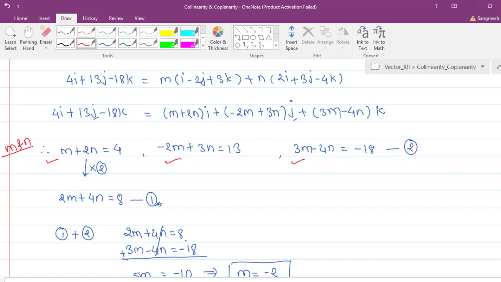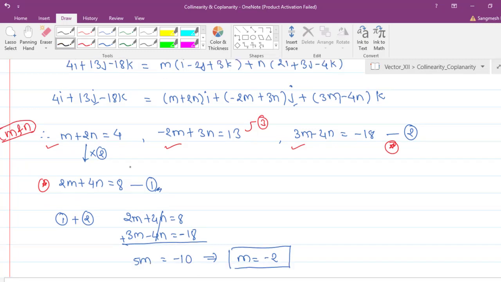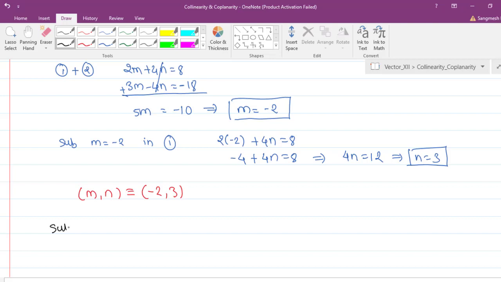only we can say that, see, what you have done is use equations 1 and 2 to calculate the values of m and n. Let's substitute this m and n in the third equation. If this satisfies the equation, then only we say that the vectors are coplanar. If it does not satisfy this equation, definitely we will not say that they are coplanar. So let's substitute m and n in equation number 3.